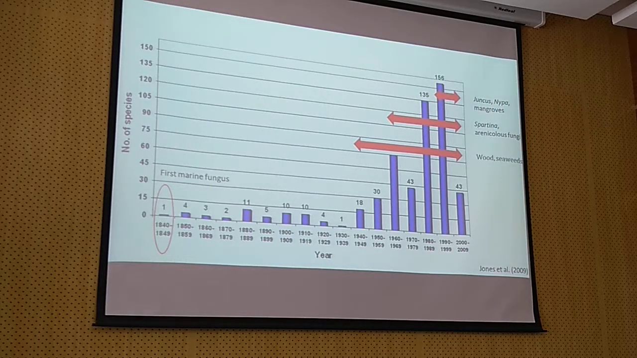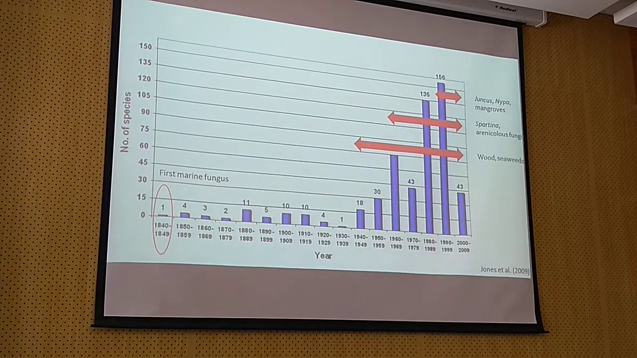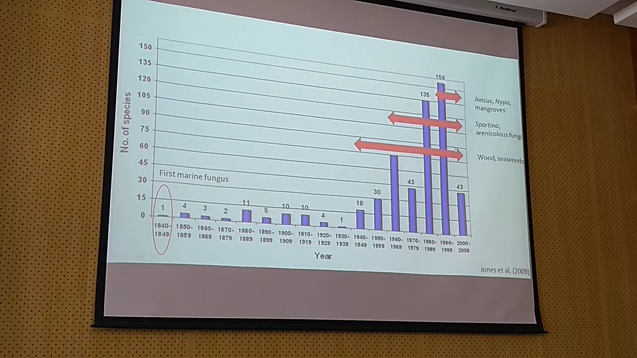Now, this graph shows you the number of marine fungi in different decades. The first marine fungus was described back in 1840, around that time. It was not until 1944 that an American called David Linder initiated a study of marine fungi in coastal water in Massachusetts. And then after that, this study triggered quite significant interest in the study of marine fungi.